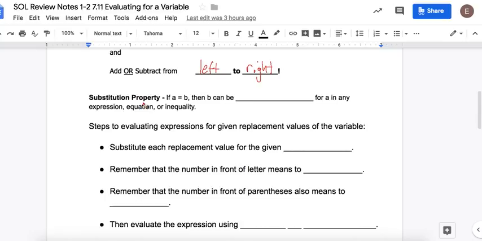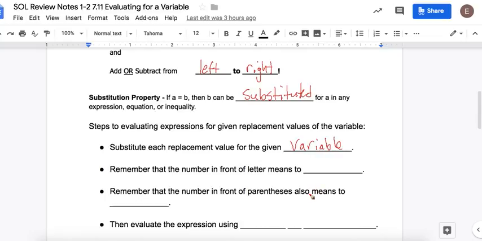Now, substitution property is used when you're evaluating for a variable. And it says if A equals B, then B can be substituted for A in any expression, equation, or inequality. And here are the steps to evaluating expressions for given replacement values of the variable. It says substitute each replacement value for the given variable.